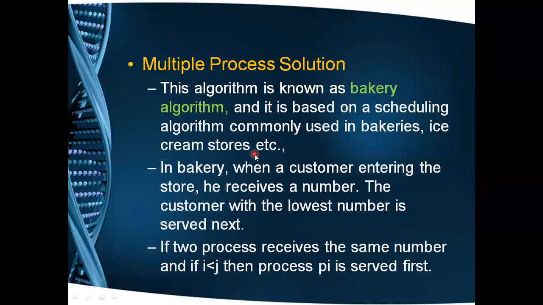In a bakery, when a customer enters, they receive a number, like outside hospitals. Whenever we are entering a hospital, we get a token. The patient who has the lowest token will meet the doctor next. Same thing: customers receive a token after entering the bakery, and the customer who has the lowest number will be served next. The same concept is followed here. This algorithm is called the Bakery algorithm.